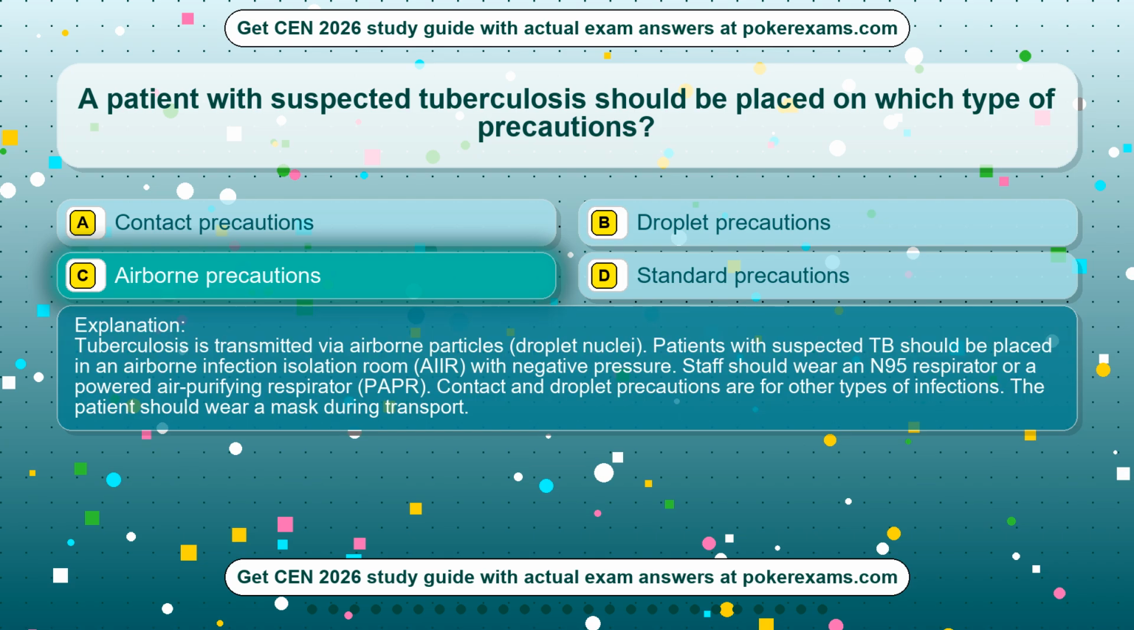Tuberculosis is transmitted via airborne particles, droplet nuclei. Patients with suspected TB should be placed in an airborne infection isolation room, AIIR, with negative pressure. Staff should wear an N95 respirator or a powered air purifying respirator, PAPR. Contact and droplet precautions are for other types of infections. The patient should wear a mask during transport.